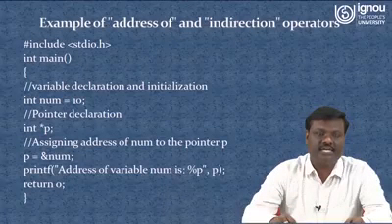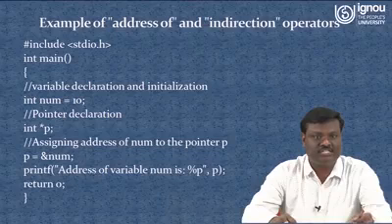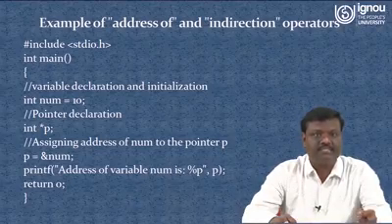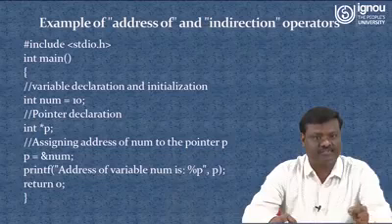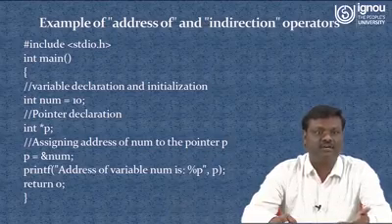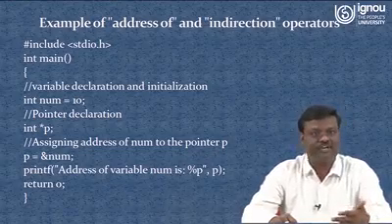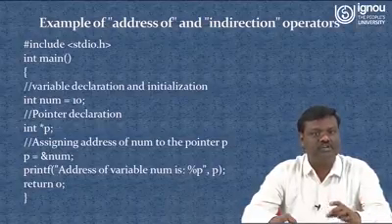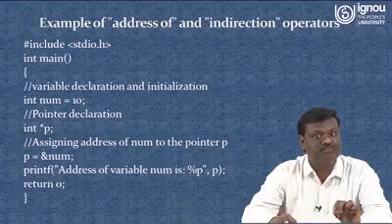Here you can see an example given to showcase the address of and indirection operators. Variable declaration and initialization is done. Then there is a pointer declaration, p is a pointer pointing to an int. Then assigning the address of number to the pointer means p is storing the address of NUM, and then you can display the value that is stored in NUM as well as the address of NUM. Whenever you are printing the address, you have to use the format %p.